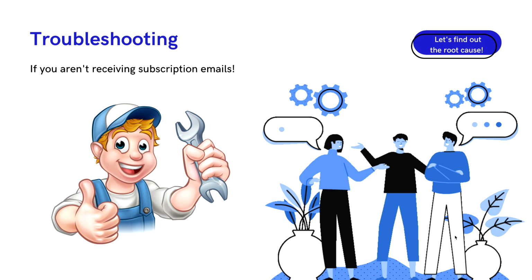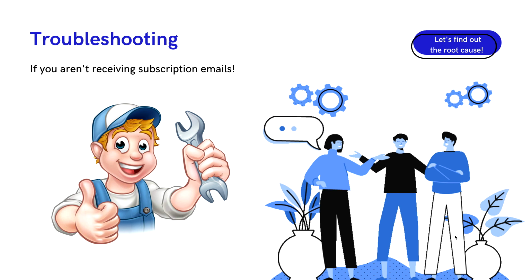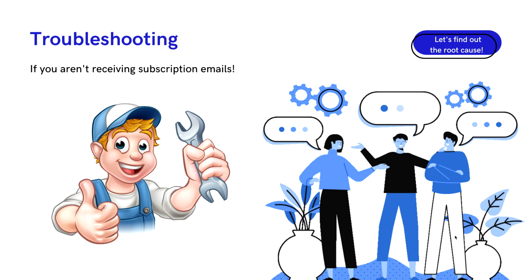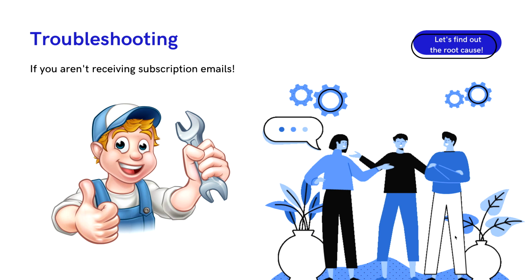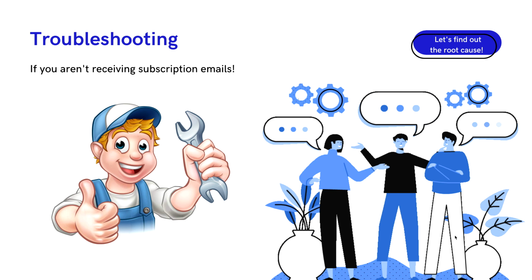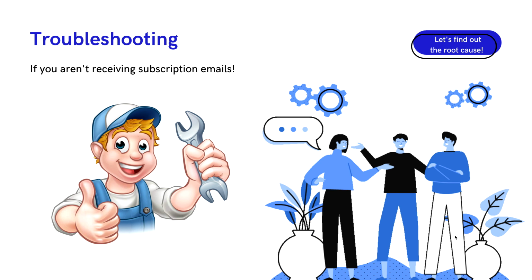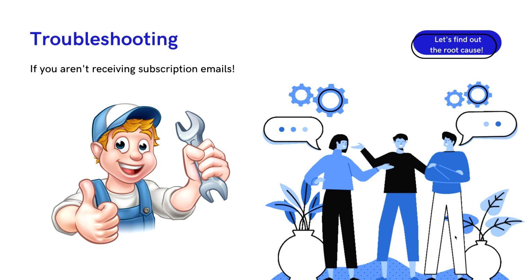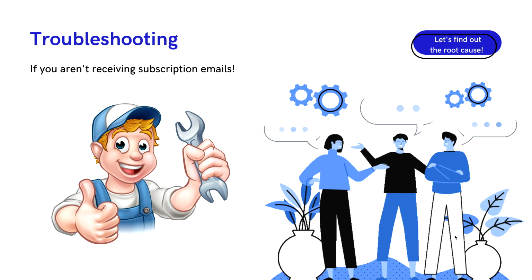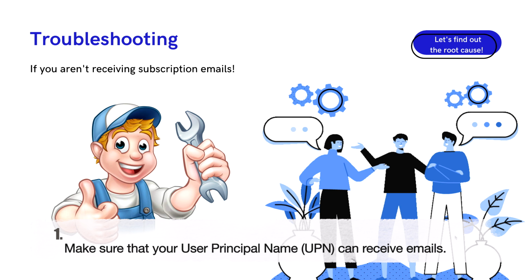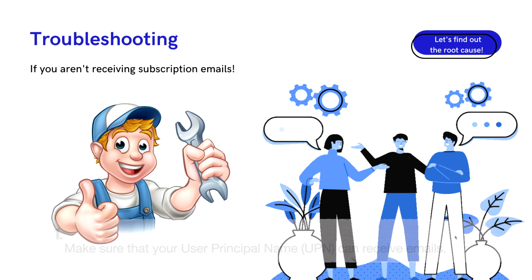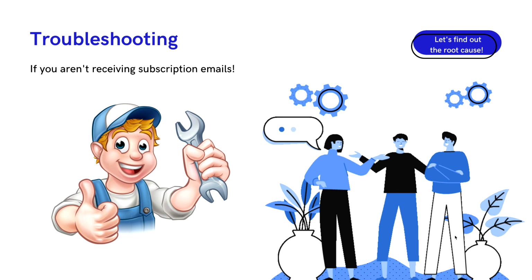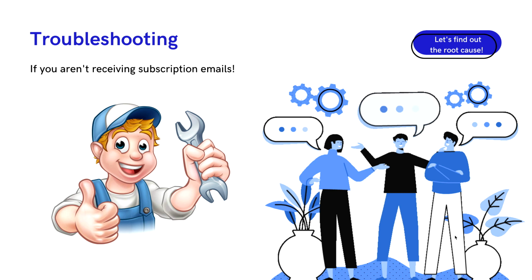This is the last part, and it's very important that you remember, while subscribing a report to others, how to do the troubleshooting. If you aren't receiving subscription emails, then what should you do? It's the last part of this video, so please pay attention. The very first is to make sure that your user principal name, UPN, can receive emails. If they can't receive emails, that means it's not going to work.